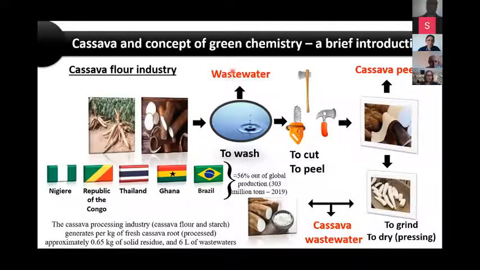biotechnologically speaking. It's worth noting that Nigeria, Congo, Thailand, Ghana, and Brazil together represent more than 56% of the global production. So basically, cassava is related with low-income countries. And as you can see here, when you process cassava root, it generates a lot of residues, solid residues and liquid residues also.